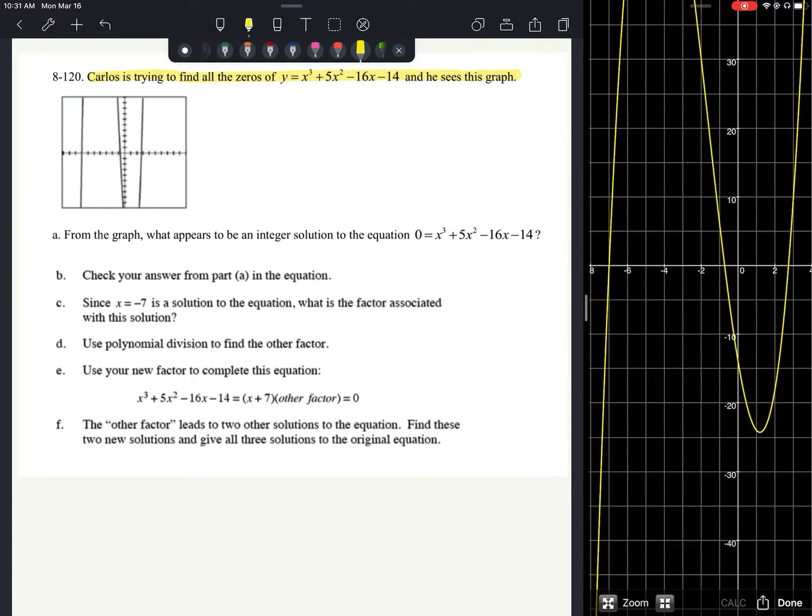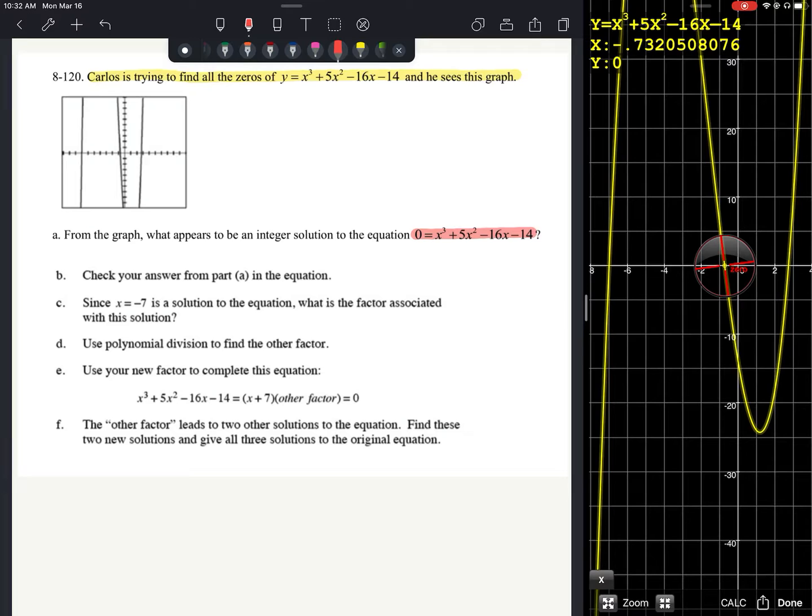All right, so from the graph, it says what appears to be an integer solution to this equation. So now it looks like we've put in 0, so it's not just a function anymore. We're solving this equation, looking for the x-intercepts or the roots. And as you look on here, there are 3 of them, which makes sense because it's degree 3, right? Over here, you've got one that's like 2.73 something. It's kind of messy. We want integer values though, right?